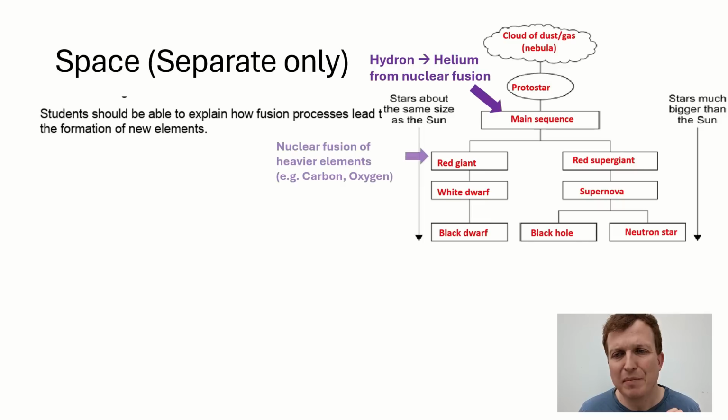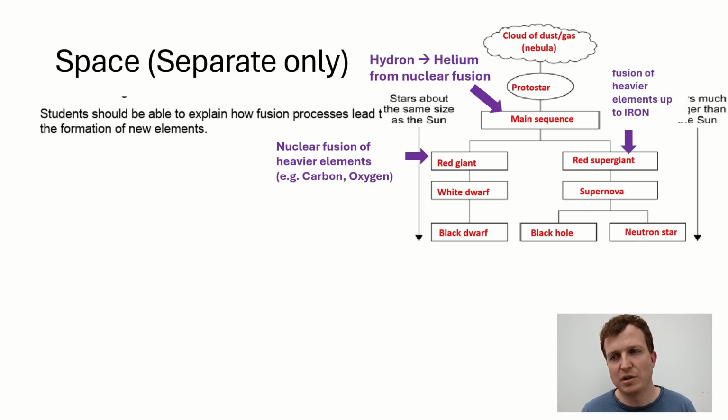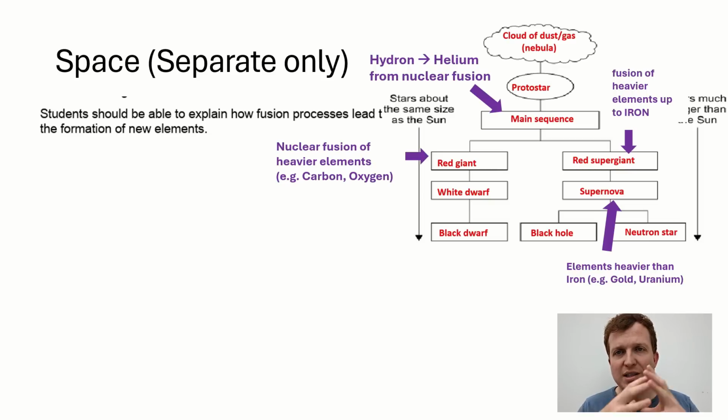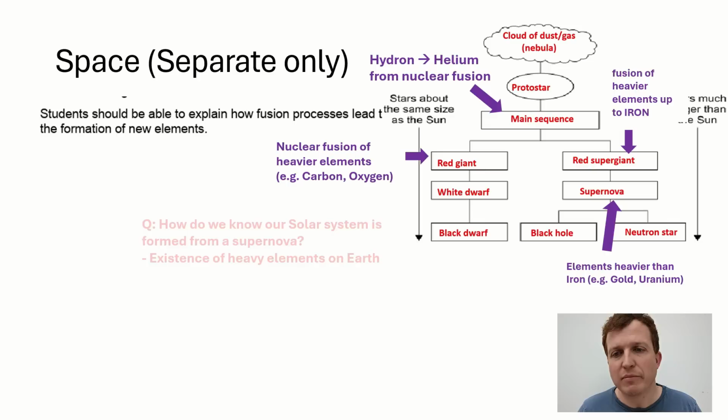We get fusion of heavier elements like carbon and oxygen in red giant or red supergiant stars. In red supergiant, it goes all the way up to iron. That's the heaviest element that gets produced. All elements heavier than iron happen in a supernova. So things like all the metals, basically transition metals, gold, tin, silver, uranium, are made in supernova. They get scattered all over the solar system and over the universe, basically.